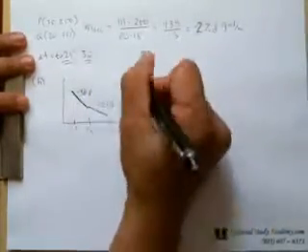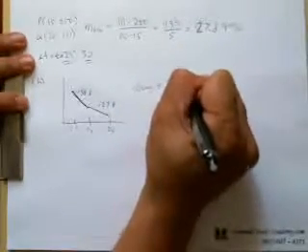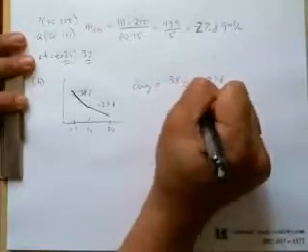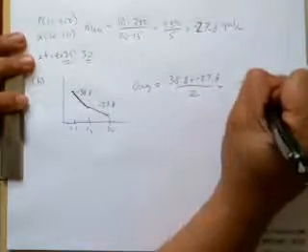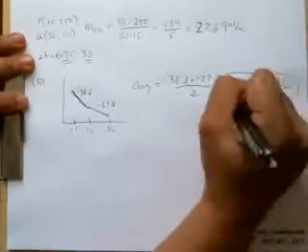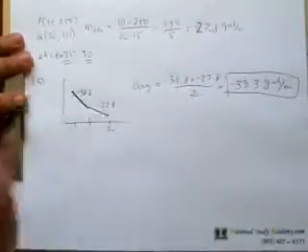And how to find the average of that? Negative 38.8 plus negative 27.8 divided by 2, that's your average, which turns out to be negative 33.3 gallons per minute. And so you can actually do the secant, the average of the two slopes here.